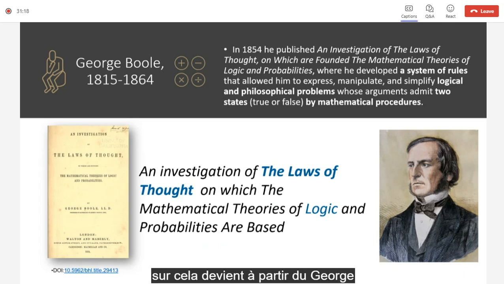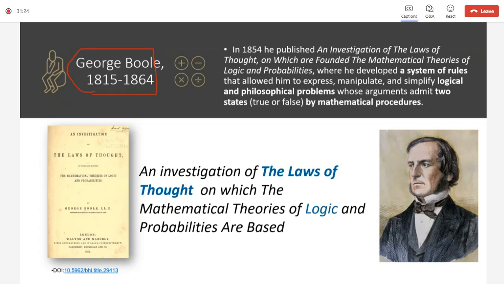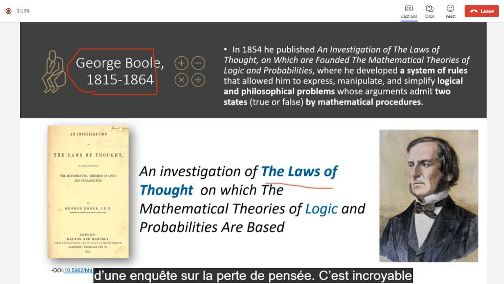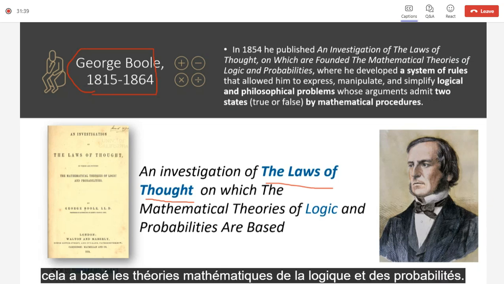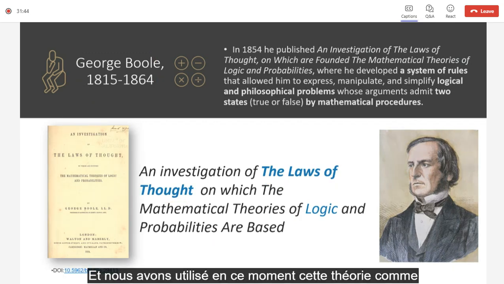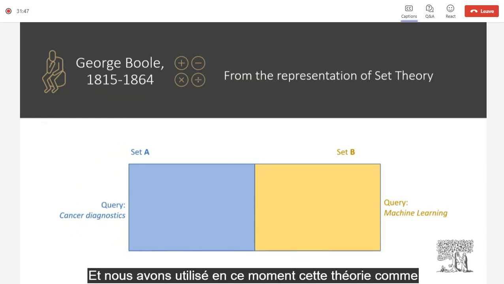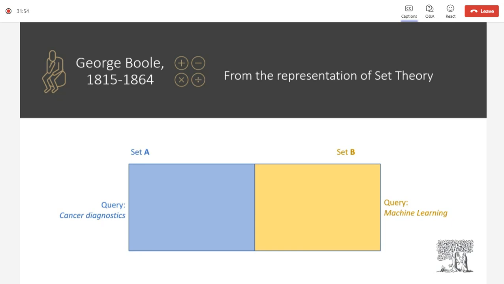It came from George Boole's theory, in his document named An Investigation of the Laws of Thought. This is amazing for me because the laws of thought, in 1815, okay, based the mathematical theories of logic and probabilities, and we use that theory right now as a tool. I'm going to represent in some way how it works in searches, okay?